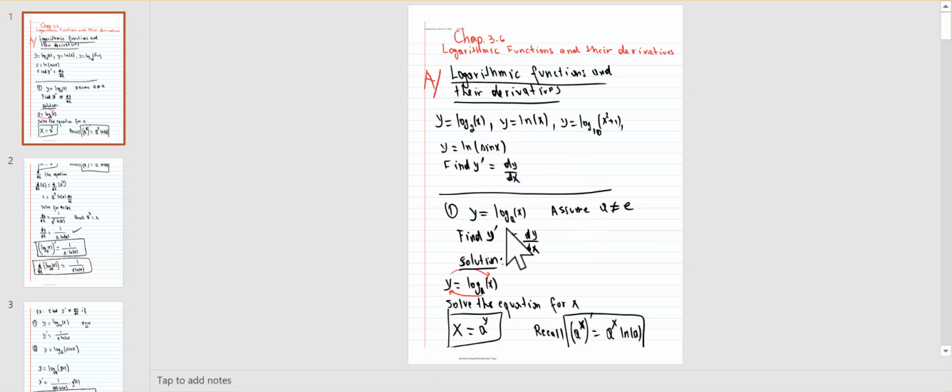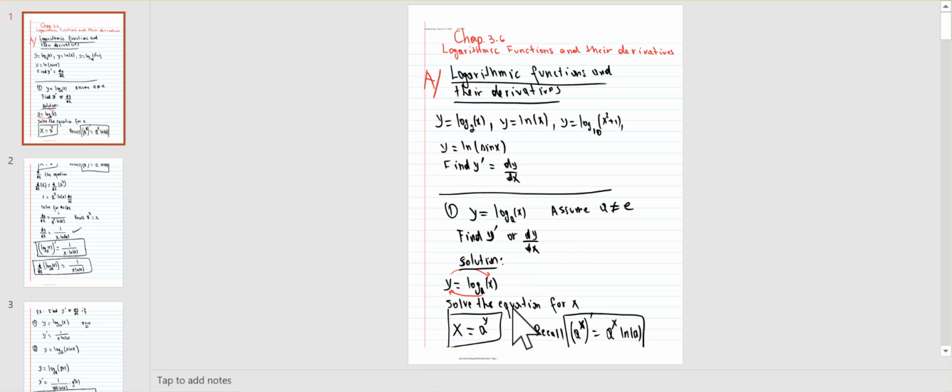So we're going to start with a general case, which is y equals log base a of x, and we're assuming a is not e. E is a real number that is about 2.718 and then continues. So we're saying this base a is not e. So we want to find y prime, or we can write dy dx. So this is a solution that generates the formula for finding the derivative of y equals log base a of x.